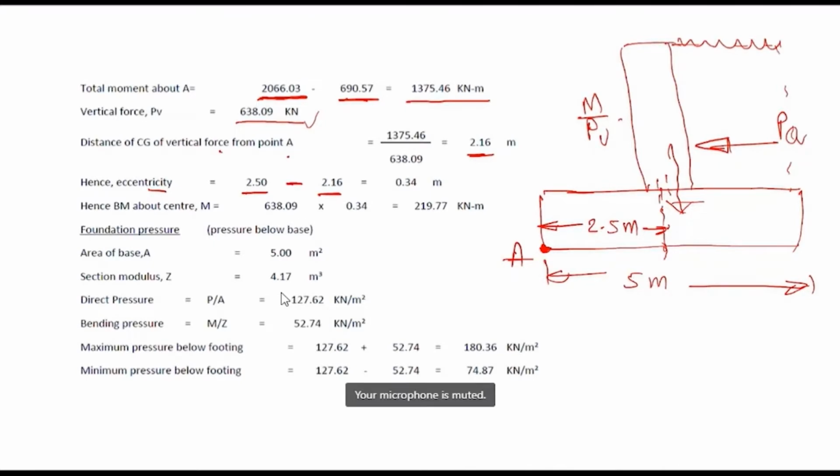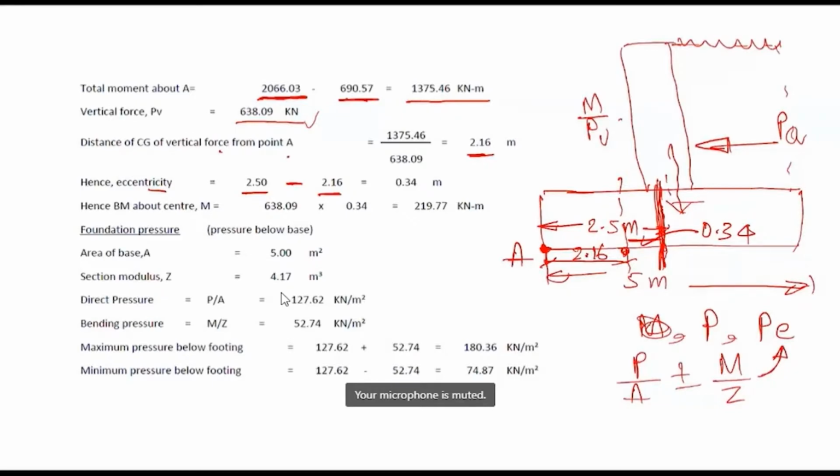So the eccentricity of this load is at this point from here, and this is 2.16. So the eccentricity about centroid will be this value, 0.3. Now we know the moment and we also know the eccentricity, know the load and know the eccentricity about centroid or middle portion. Now we can calculate the pressure by simply P divided by A plus minus M over Z. So M will be like PE.